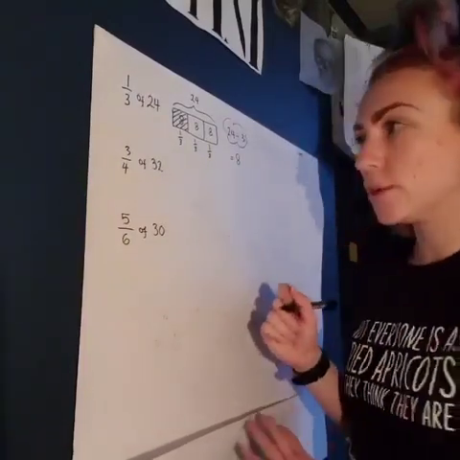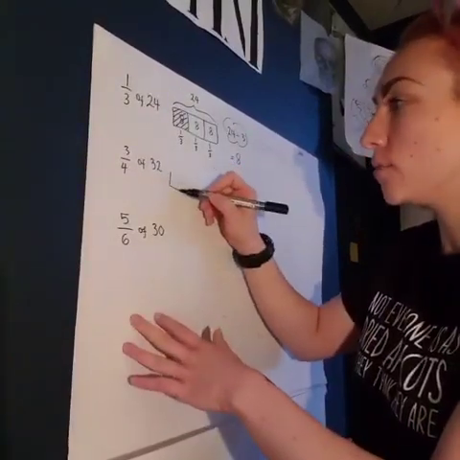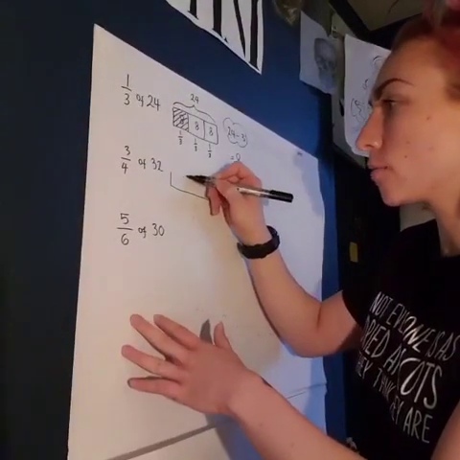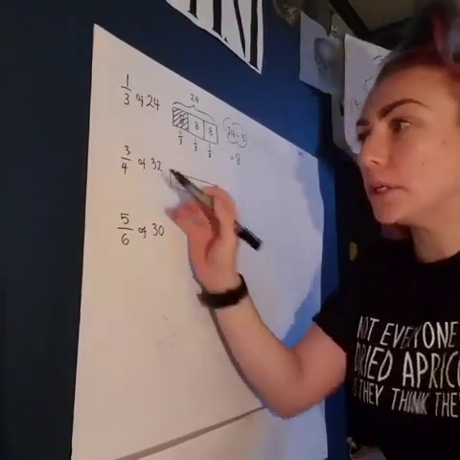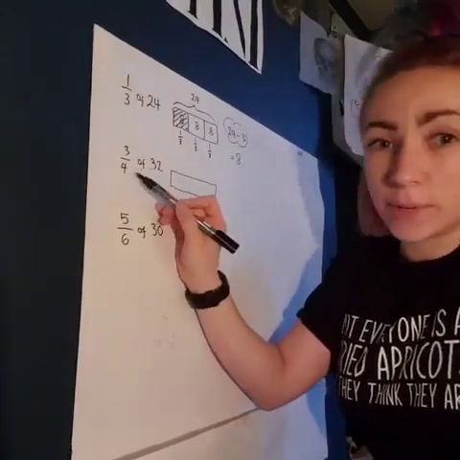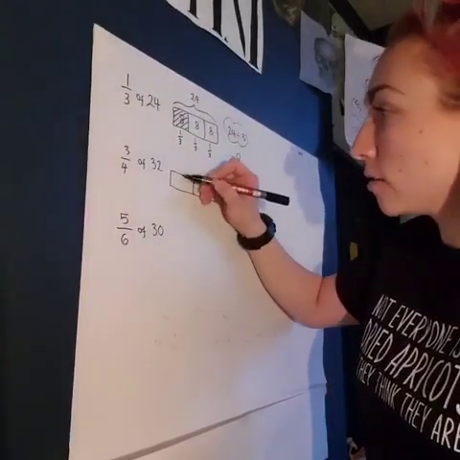Next one is a little bit harder. We're going to go for 3/4 of 32. So just like we did before, when we draw the bar, first thing we ask ourselves is, how many equal parts do we split this bar into? I'm looking at the fraction, the denominator tells me how many equal parts, 4. So I'm going to do 4 equal parts.